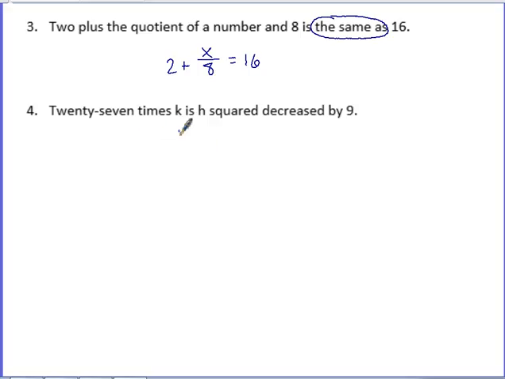27 times k is h squared decreased by 9. There's my equal sign. So 27 times k is just 27k. And then h squared decreased by 9 is h squared minus 9.